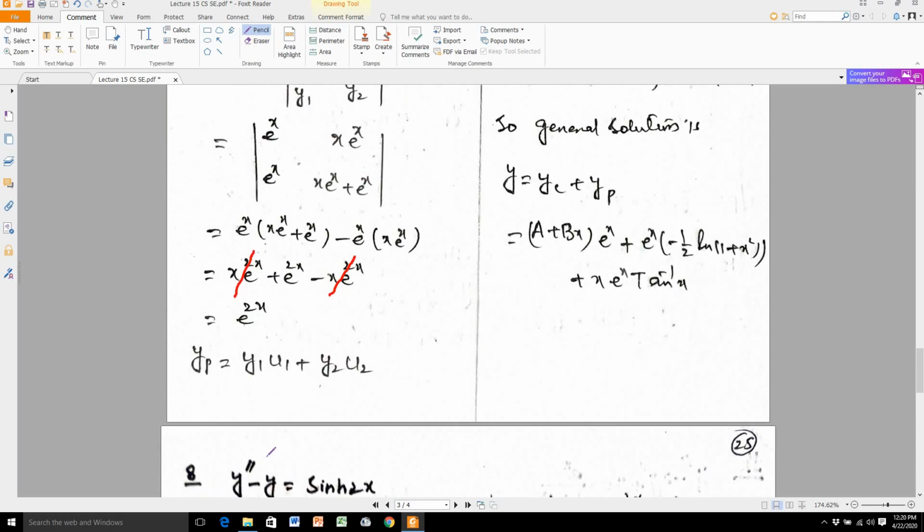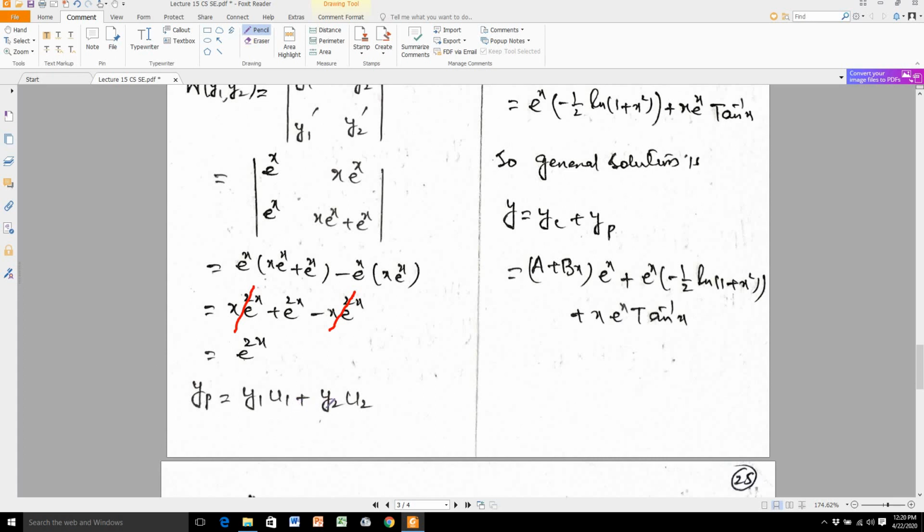Now we move towards its particular solution. How can we find its particular solution? That is y1 u1 plus y2 u2.